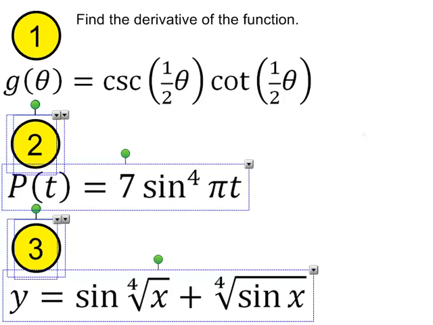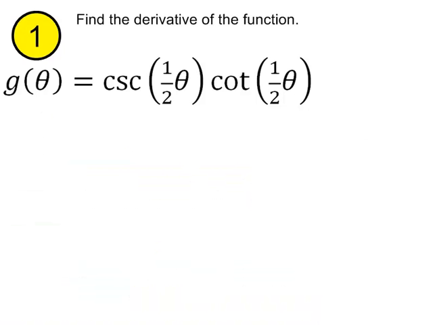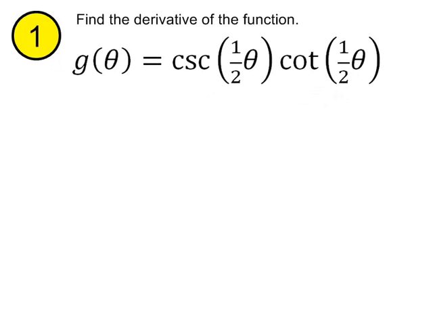And let's clear out these 2 and start on that first one. Find the derivative of g of theta, which equals cosecant of 1/2 theta times cotangent of 1/2 theta. Now, one thing we should always consider with trig functions before we jump into the calculus, you're noticing a recurring theme, is to ask: is there any algebra I can do to make my calculus easier? We should also ask, is there any trig that I can do to make my calculus easier?